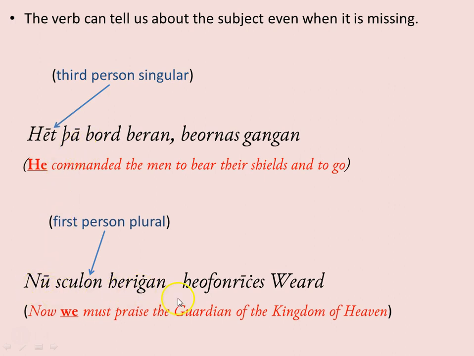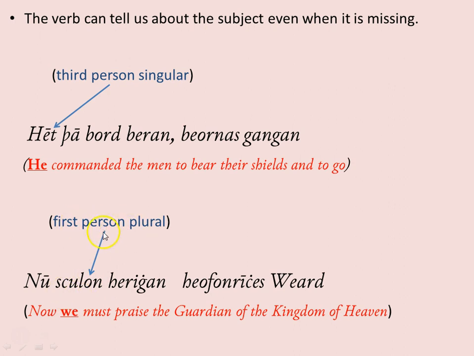Nu sculon herian heofonrices weard. Now must praise heavenly kingdom's guardian. So now we must praise the guardian of the kingdom of heaven. Nu, now. Sculon, must. Herian, to praise. Heofonrices, two words, heaven and kingdom. And weard, God, guardian. Now, this sculon is in the first person plural.